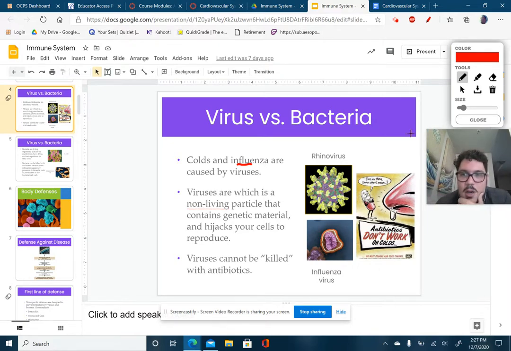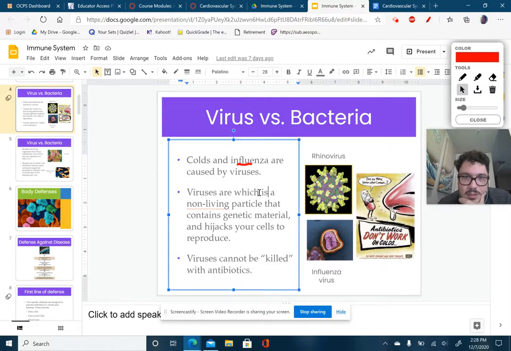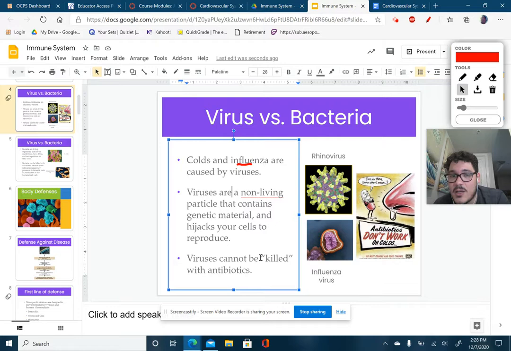So viruses are non-living. That's what we observe. I'm actually going to type this. There you go. They're non-living particles that contain genetic material and hijack your cells in order to reproduce. So why do we call it non-living? It doesn't fall under the rules of a living organism. It doesn't have a nucleus. It doesn't metabolize effectively. It doesn't reproduce on its own. It needs a host to take over, and then it can reproduce. So that's one of the unique traits about a virus. They're very, very ancient, super old, just like bacteria, very, very old as well.